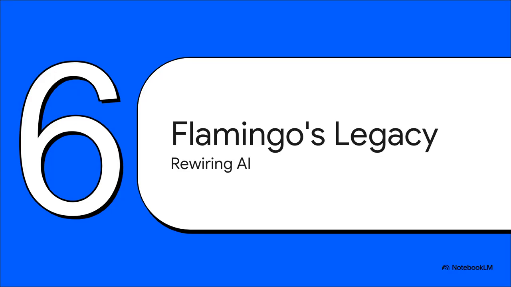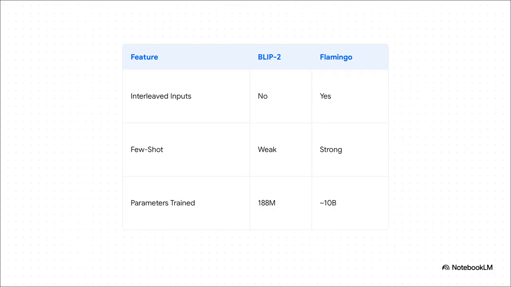Which brings us to our final section, Part 6, Flamingo's Lasting Legacy. Because this definitely wasn't just some cool isolated experiment. Looking at the stats, the leap from earlier models like Blip 2 is just staggering. While Blip 2 is amazing for single image tasks on a tight budget, training only 188 million parameters, Flamingo completely traded that budget efficiency for massive scale. By training around 10 billion parameters just in its cross-attention layers, Flamingo unlocked strong few-shot reasoning and true interleaved mastery. It proved for sure that scale and architecture could actually solve the multimodal puzzle.